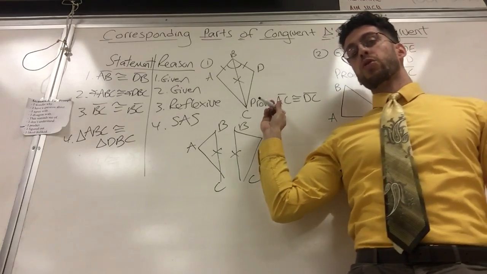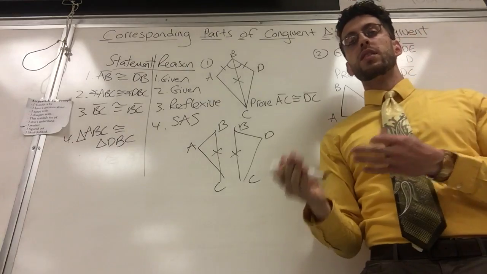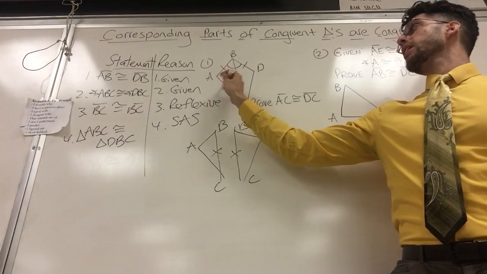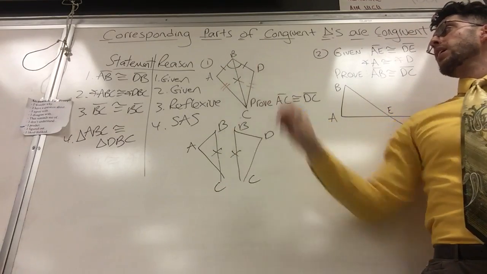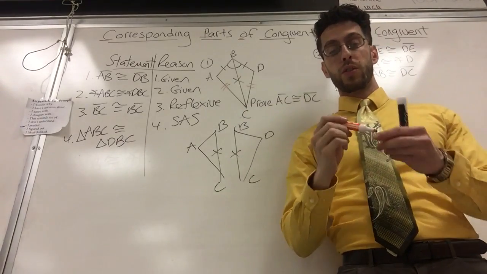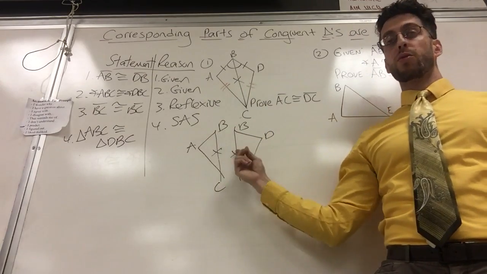I didn't ask you to prove the two triangles are congruent. I asked you to prove that AC is congruent to DC. What is AC? What is DC? AC is this guy. DC is this guy. Those are sides, also known as parts. Those are parts of the triangles. You can't say that the parts are congruent until you say the whole triangle is congruent.